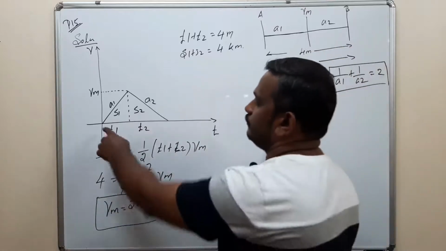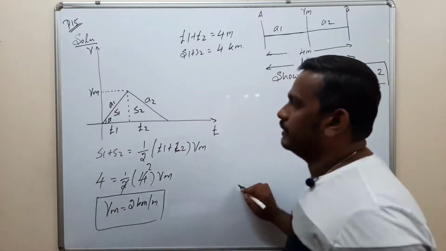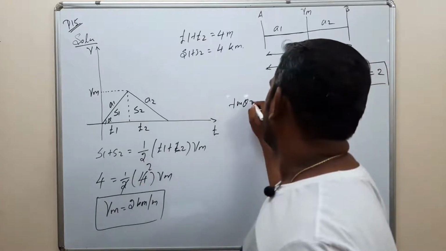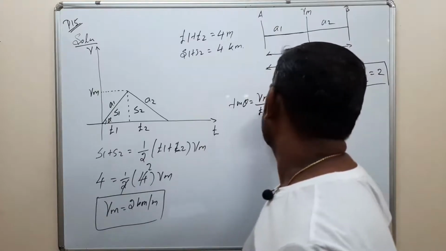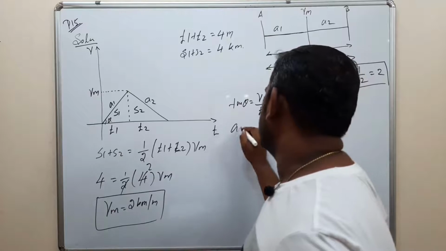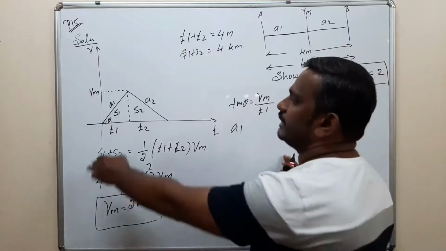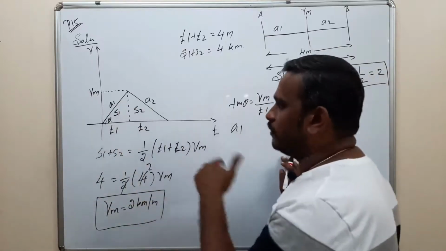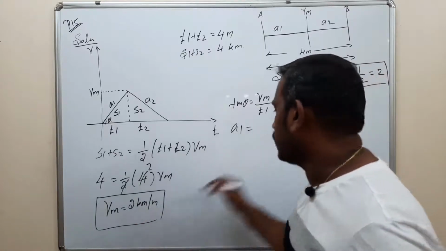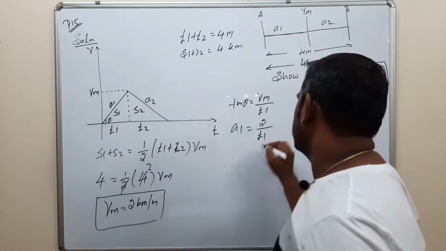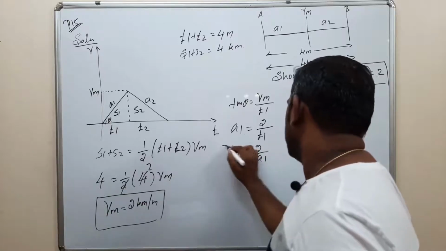Okay, so from the graph, suppose theta is the angle here. So tan theta is equal to perpendicular by base, that is Vm by T1. So tan theta is nothing but the slope of the curve, that is nothing but acceleration. In a velocity time graph, the slope gives the acceleration. So a1 is equal to Vm by T1, that is 2 by T1. So from this, T1 is equal to 2 by a1.